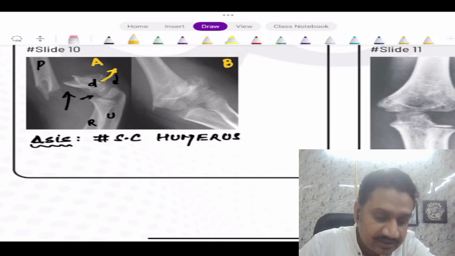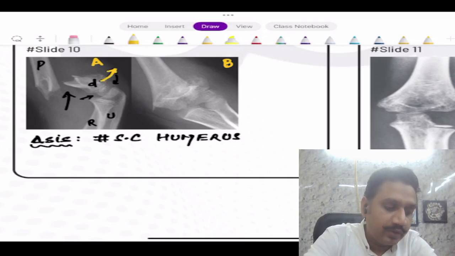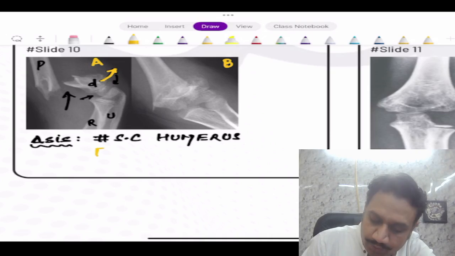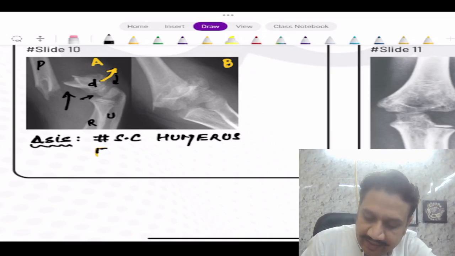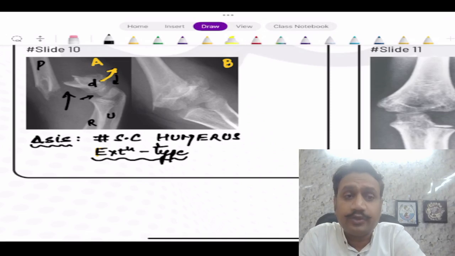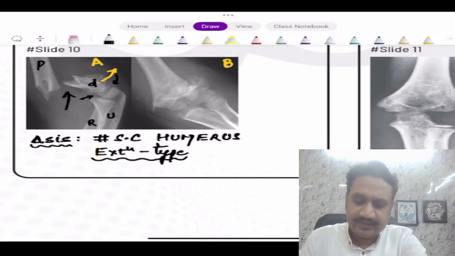When the distal fragment is towards the posterior aspect, what do you call this? This is called as the supracondylar which type? Extension type. And you know very well that majority, 98% of the supracondylar humerus injuries, are extension type only, right? So supracondylar fracture humerus, they are of extension type only. Yes, this is 98% of the time.